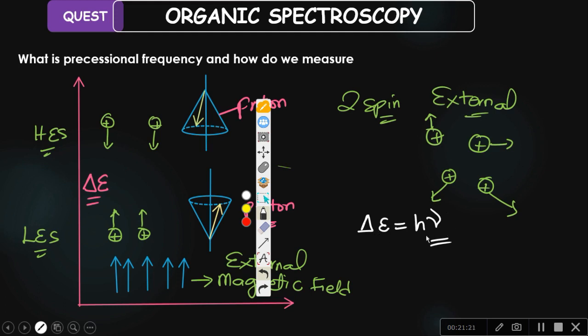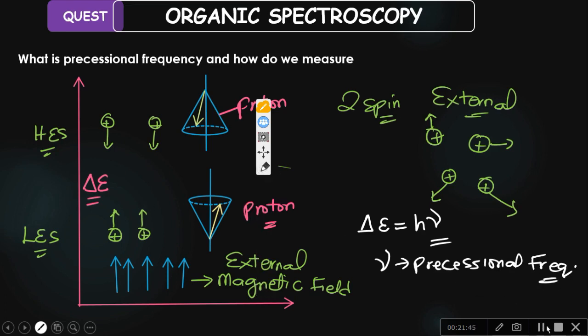Now, I just want you to know what this frequency is. This frequency, which you see here, is called the precessional frequency. Are you getting it now? This is called the what? The precessional frequency of this whole thing you see here.